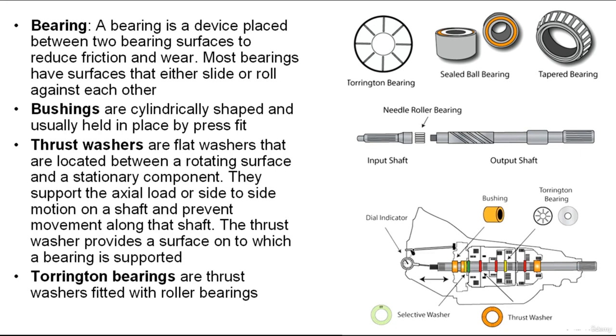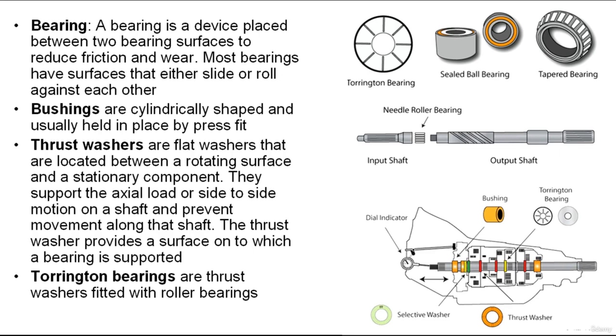So a bearing is a device placed between two bearing surfaces to reduce friction and wear. Most bearings have surfaces that either slide or roll against each other. In automatic transmissions, sliding bearings are used where one or more of the following conditions prevail: low rotating speeds, very large bearing surfaces, and low use applications. Rolling bearings are used in high-speed applications, high load with relatively small bearing surfaces, and high use.